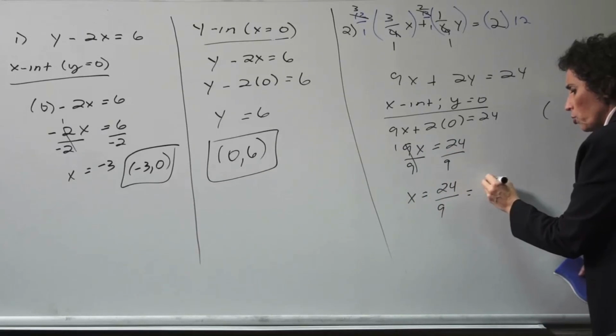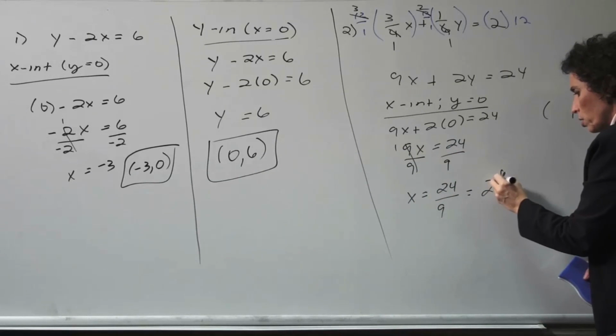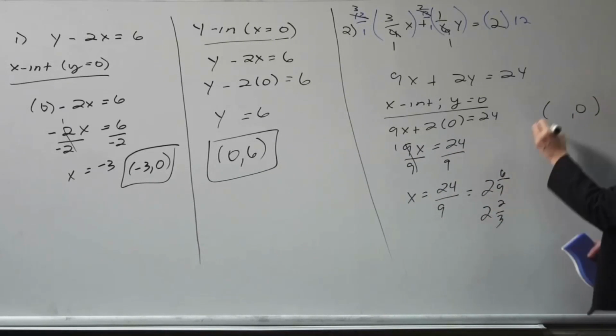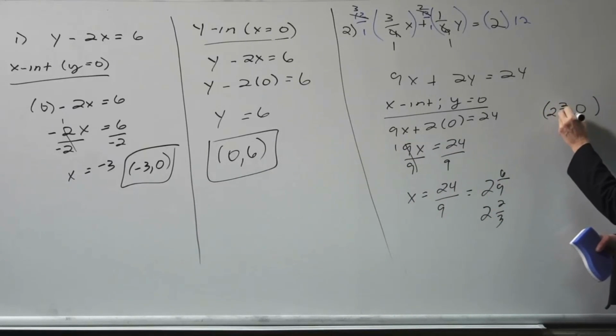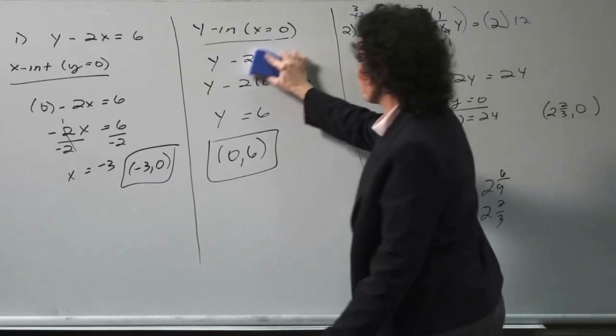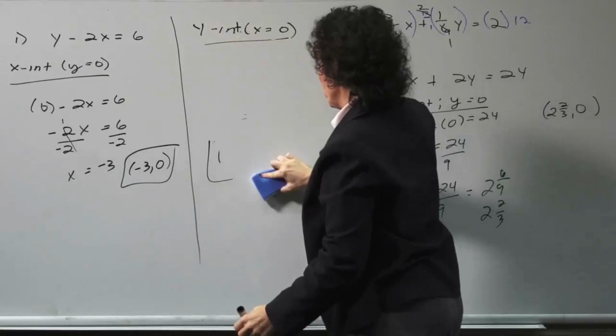So 9 goes into 24 2 times with 6 left over. Of course, I have to keep reducing. 2 and 2/3. So it's 2 and 2/3, comma 0. That is my x-intercept. Now I have to make my y-intercept. I'll do that here. Oh, look, I wrote y in before. That's okay. You know I meant intercept.